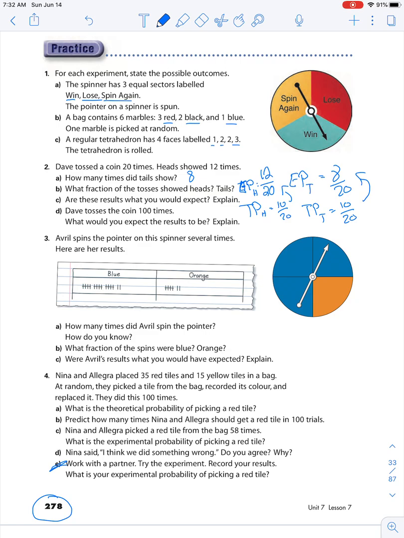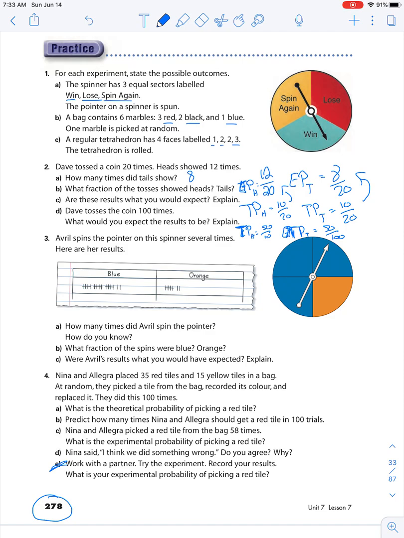Next, Dave tosses a coin 100 times. What would you expect the results to be? Okay, well, I guess we would expect the experimental probability of heads to be 50 over 100. Well, actually it's theoretical probability because this is what we would expect to happen. And then the theoretical probability of tails, we would expect the same thing, 50 over 100. Explain: because there's equal chance of getting both.